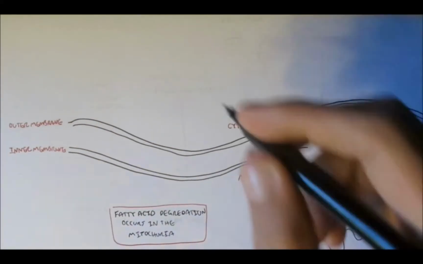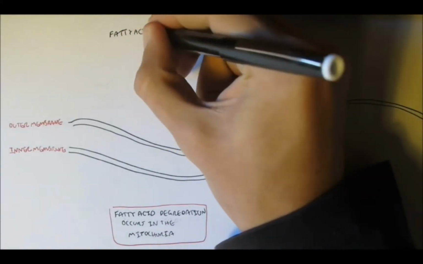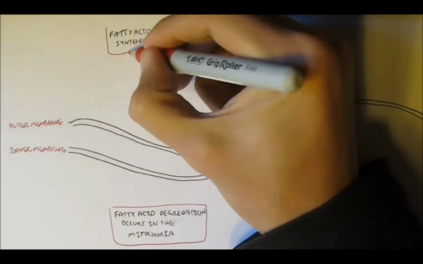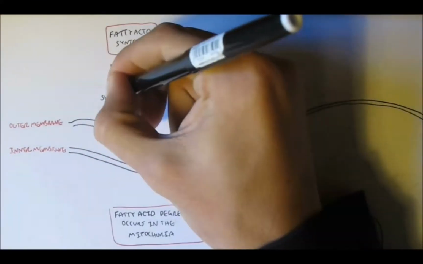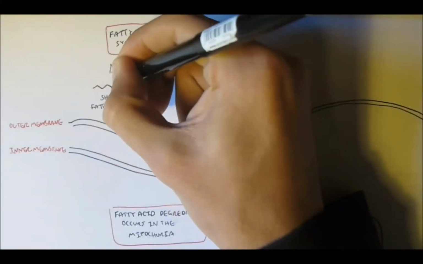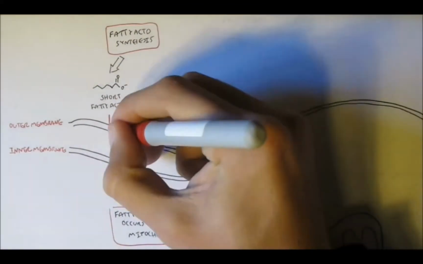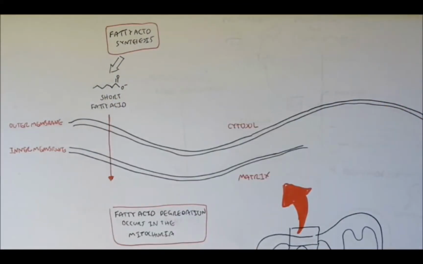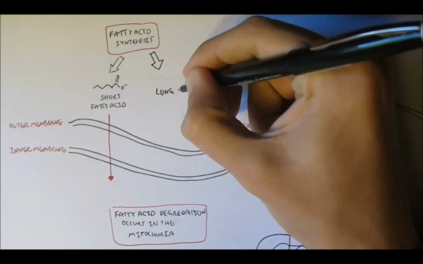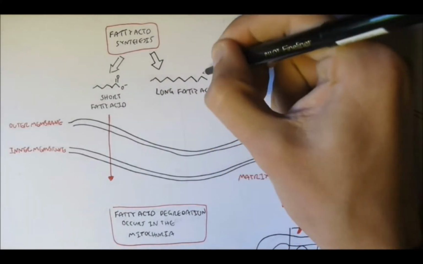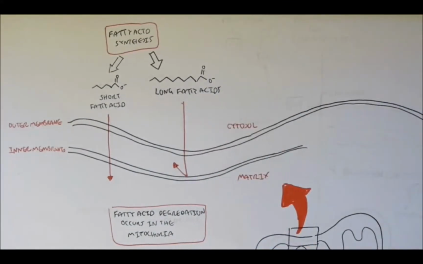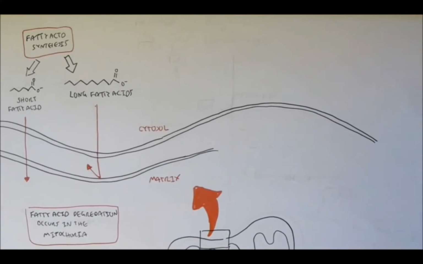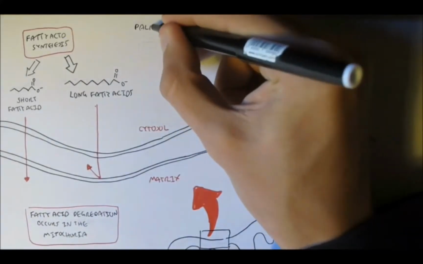Now, fatty acid synthesis can produce short fatty acids or long fatty acids, or both. Short fatty acids can pass through the two mitochondrial membranes easily, through the outer membrane and the inner membrane, so it's quite simple. However, long fatty acids can only pass through the outer membrane, not the inner. So how does it pass through the inner membrane? What kind of mechanism allows it to go inside the mitochondria?